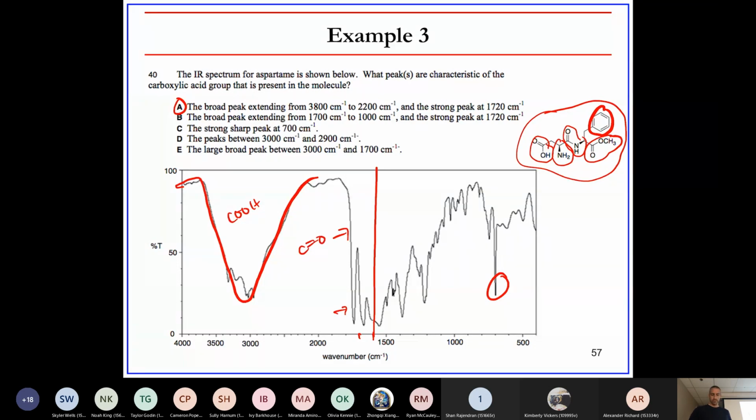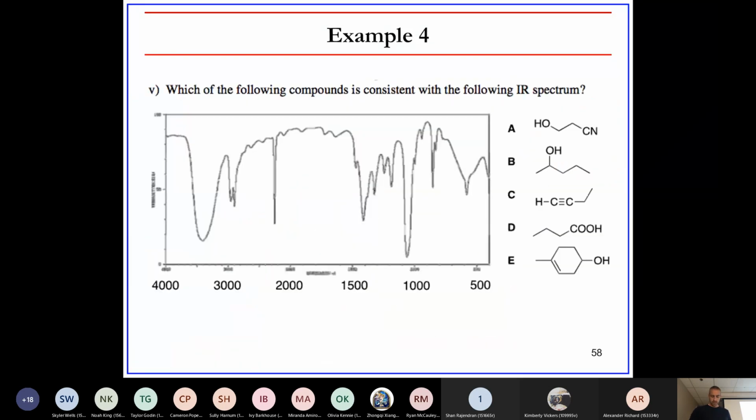Okay. Which of the following compounds is consistent with the following IR spectrum? So there's 5 molecules on the right. The axis is a little harder to see here, but we have 3000 is right here. This is 2000. Can't even see that very clearly. I think this is 1600 right here.